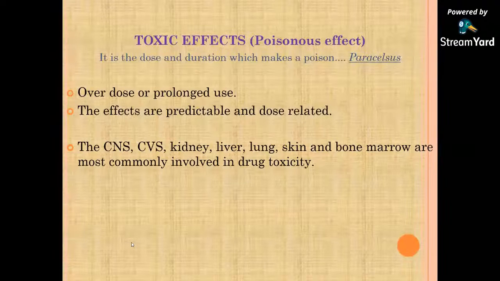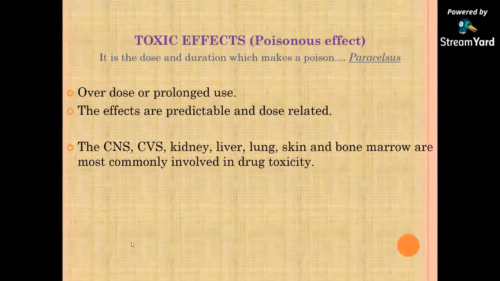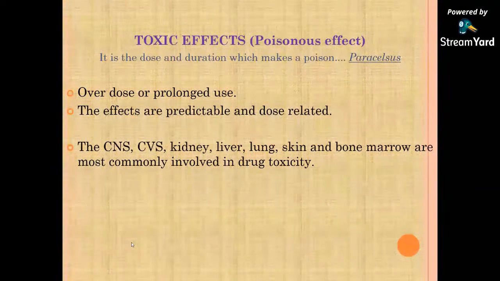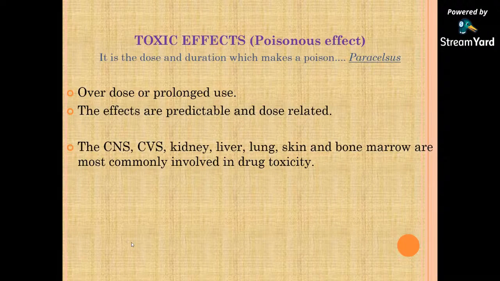Why is it called predictable? Because if you minimize the dose or take a low dose of the drug, we can prevent the toxic effect of that drug, and that's why it is the predictable type of adverse drug reaction. The toxic effect is mostly observed in CNS, CVS, kidney, liver, lungs, skin, and bone marrow, which are the most common organs related to drug toxicity.